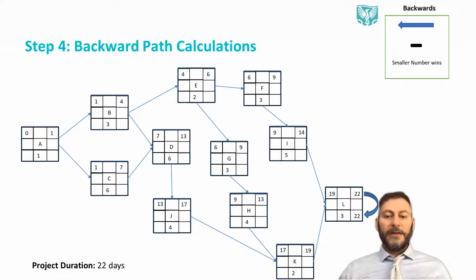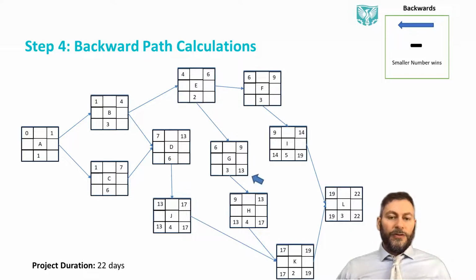So let's get started with this. 22 minus 3 is 19. And 19 is passed on to I and K because they're waiting for this number to come through. We go with K. K, 19 minus 2 is 17. I, 19 minus 5 is 14. We go to J, which takes the 17 from K. So 17 minus 4 is 13. We go to H, which also gets the number from K. So 17 minus 4 is 13.